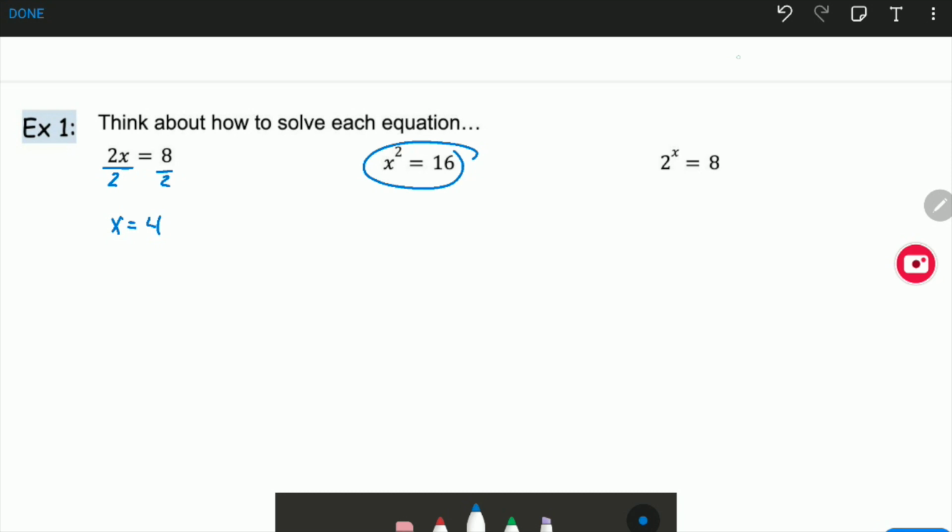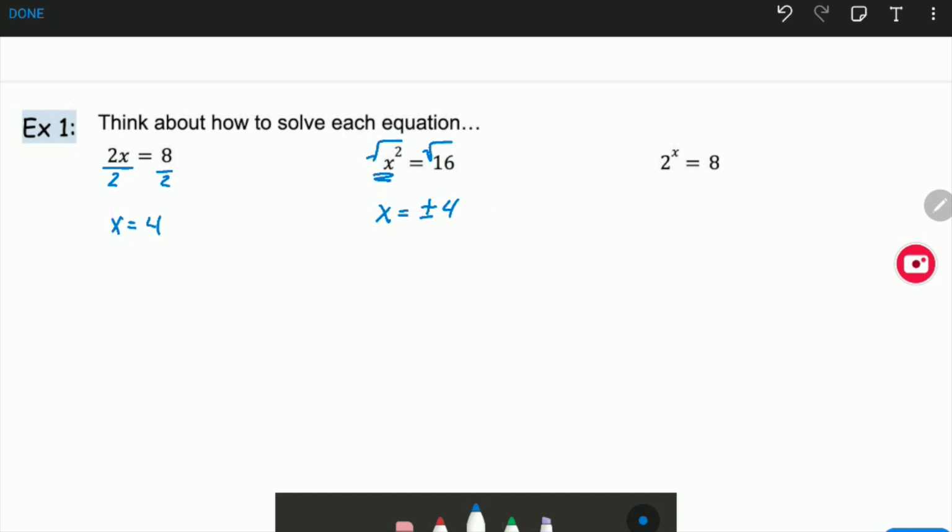The second one was a little bit harder, but we have done this already using a property, essentially square rooting both sides to get rid of the exponent, because the opposite of an exponent is a root. They're inverses and cancel each other out. But because this is an even root, we need to consider both the positive and negative versions of the answer.